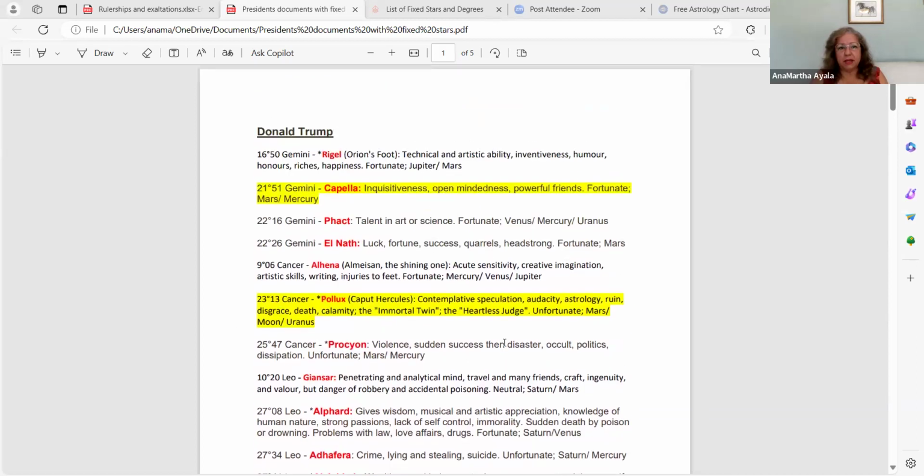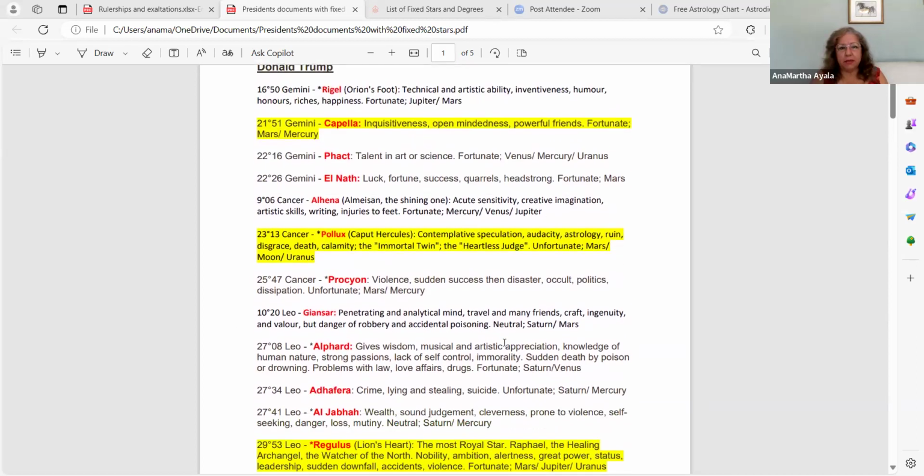So this is the list of stars for President Trump. And you guys, again, can do the research that you want to do and dig a little deeper if you so desire. So let me share now his birth chart.